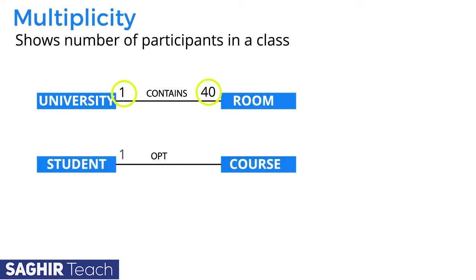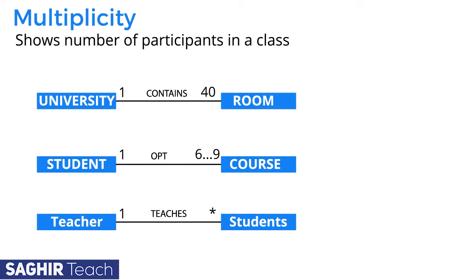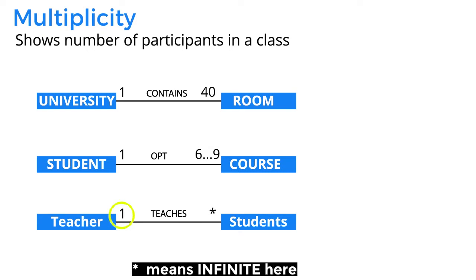Another example, one student can opt for 6..9 courses. 6..9 means it has a limit of multiplicity. It means one student can opt for at least 6 courses, or at most 9 courses. These two dots show the limit of multiplicity. The other example is of infinite multiplicity. One teacher teaches an infinite number of students, and this asterisk shows the unlimited number of a class. Multiplicity again shows the number of participants of the class.